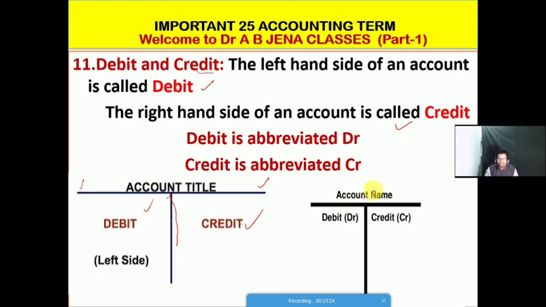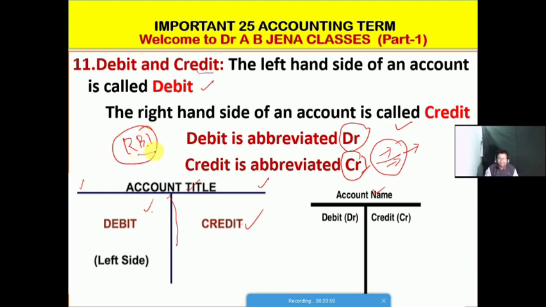Friends, you will mention the account name. Later we will do some journal entries. Then after the journal entry, we will go for the posting, I mean the ledger, and there we will discuss in detail. So the left hand side of the account is known as debit, and the right hand side is known as credit. Debit is abbreviated in short form as DR. Similarly, credit is CR.